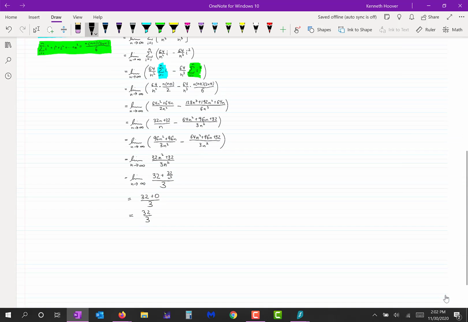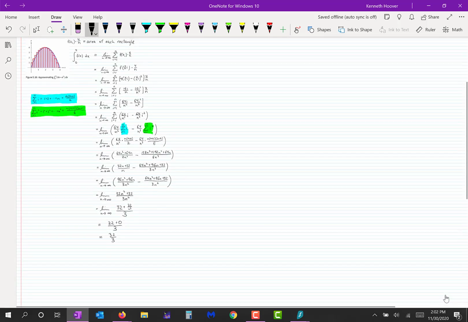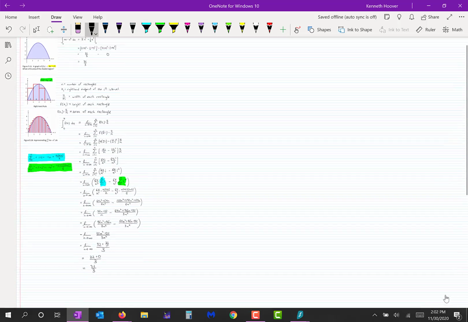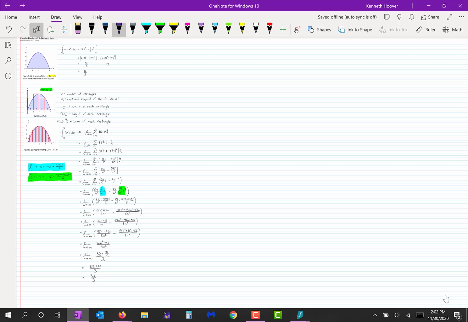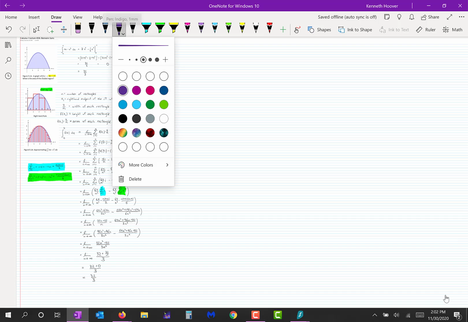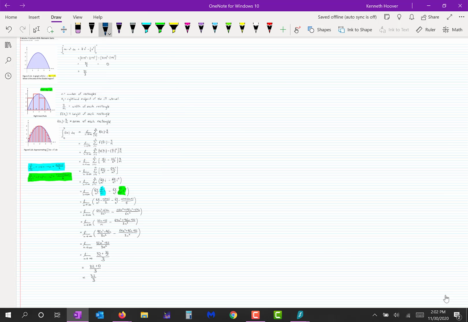So let's shrink this down so we can see again. I know you can't read it anymore, it's so small. That's okay, you don't have to read it. I'm going to point out to you that 32/3 is how much area is right there. Okay? That's what's happening behind the scenes when you do an integral.